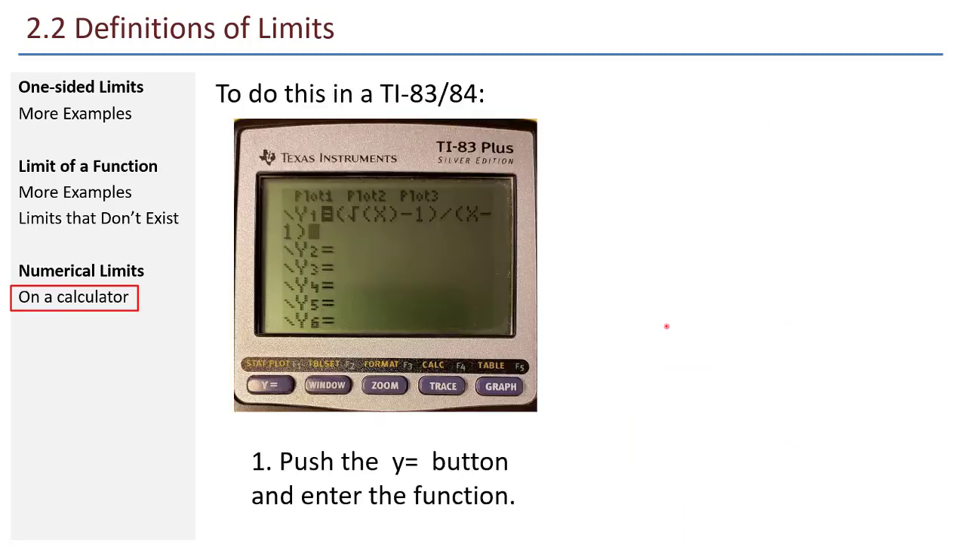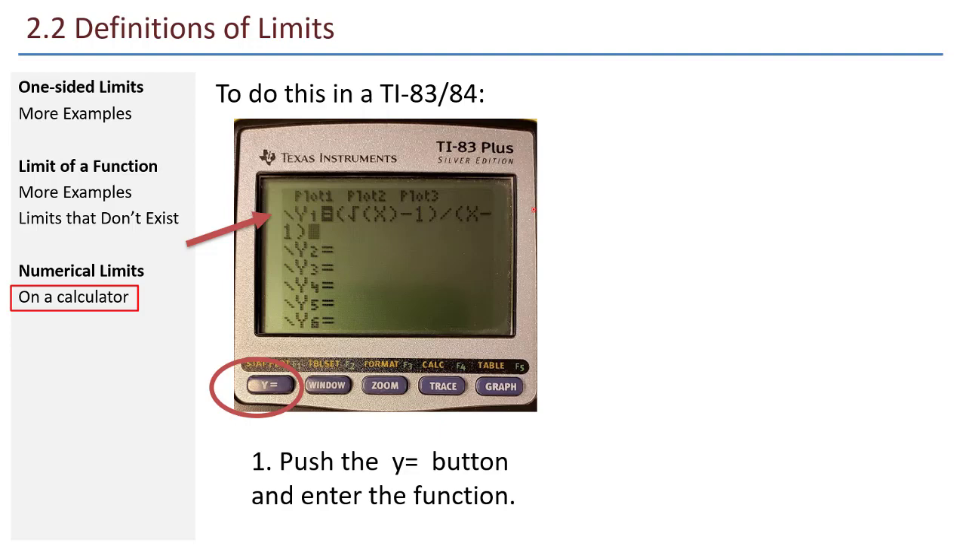So, here's a photo of my TI-83 Plus. It is very old, and so your display probably looks better than mine, but here's what it looks like. The first thing you need to do is push the Y= button and enter your function. This is the function that we just looked at, square root of x minus 1 divided by x minus 1. If you have an old display like mine, it's really important to put parentheses around the numerator and parentheses around the denominator. Don't forget that. So many times I have seen students struggling to get the right answer, and that was the problem. They didn't put parentheses around the numerator and denominator.